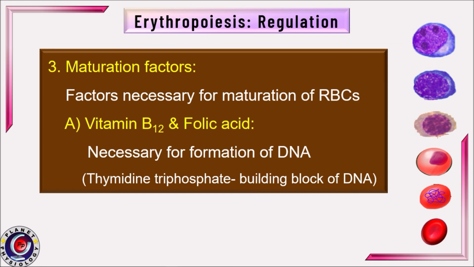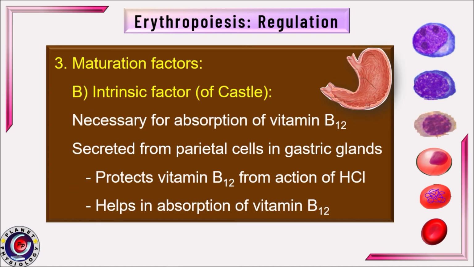Maturation factors are necessary for maturation of RBCs and they include vitamin B12 and folic acid. Both these factors are necessary for formation of the basic building block of DNA, that is thymidine triphosphate. Intrinsic factor, or intrinsic factor of Castle, is necessary for absorption of vitamin B12. Intrinsic factor is secreted from parietal cells in the gastric gland. It combines with vitamin B12 and protects it from the action of hydrochloric acid in the stomach. It also helps in absorption of B12. So here we finish with the regulation of erythropoiesis.